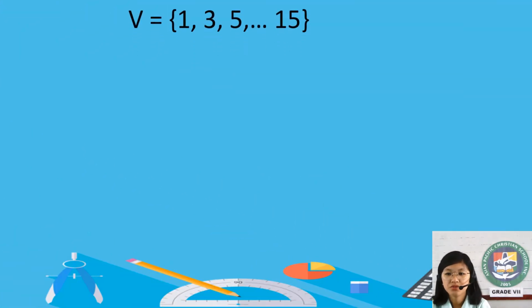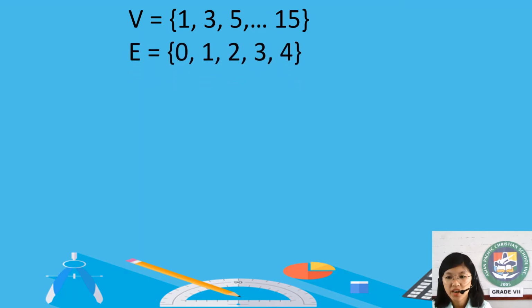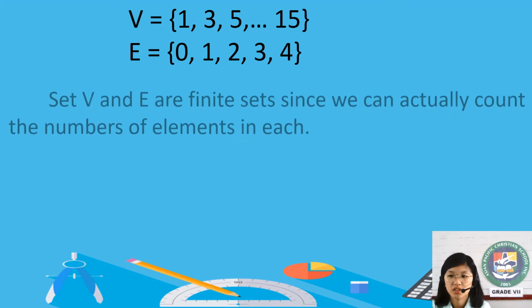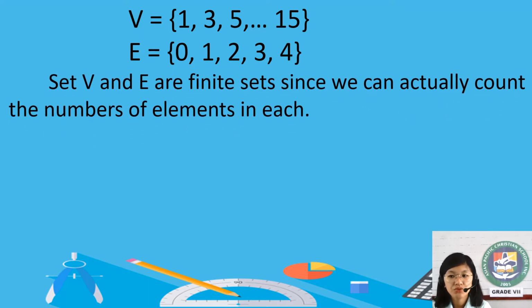Next, we have the set V. Yung mga elements are 1, 3, 5, hanggang 15. So, titignan yung pattern, sila ay mga odd numbers. Next, we have the set E. Yung mga elements ay 0, 1, 2, 3, 4. Set V and E are finite sets.